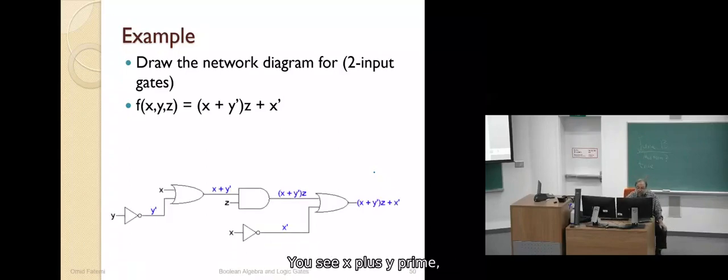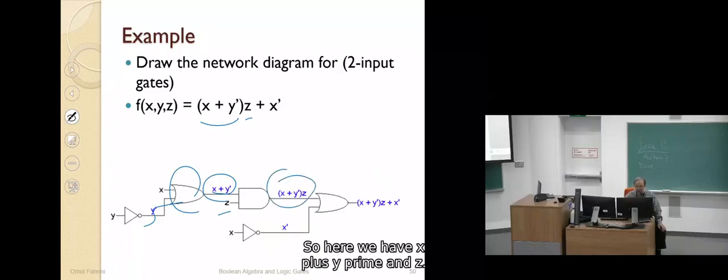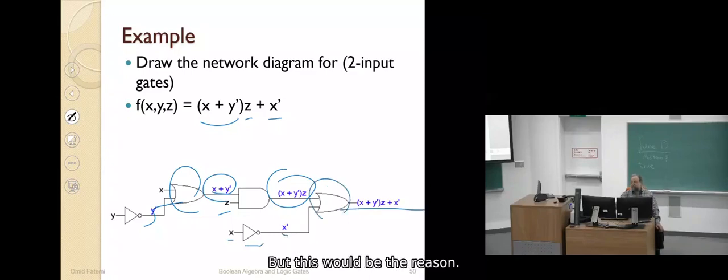You see, x plus y prime, x or y prime. So this is x plus y prime. Then we have to AND it with z. So here we have x plus y prime and z. Then we have to OR it with x prime. So x gets negated, inverted, and then they are ORed together. So this would be the result. Okay?